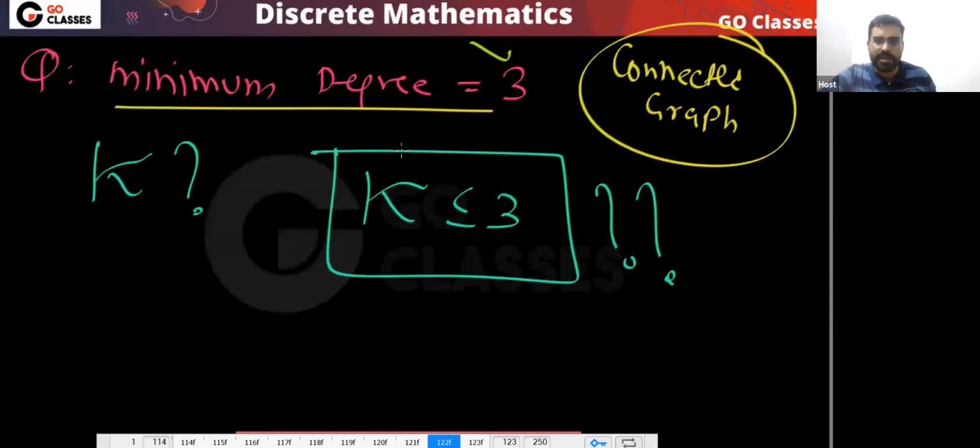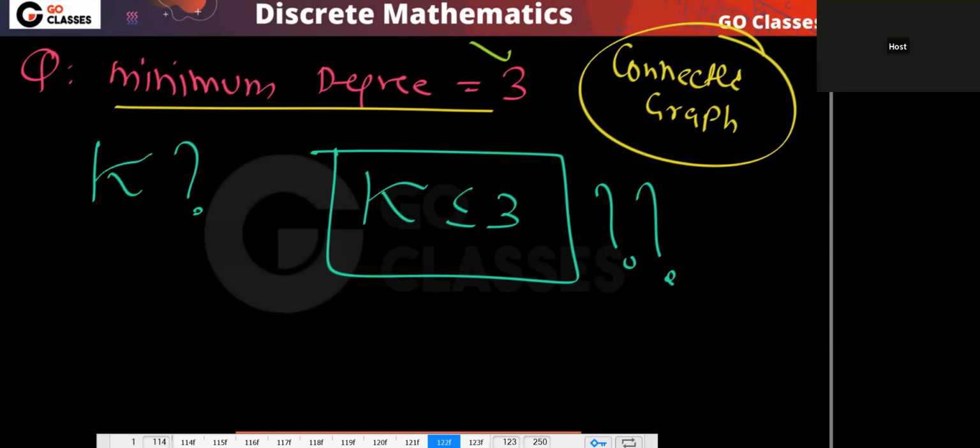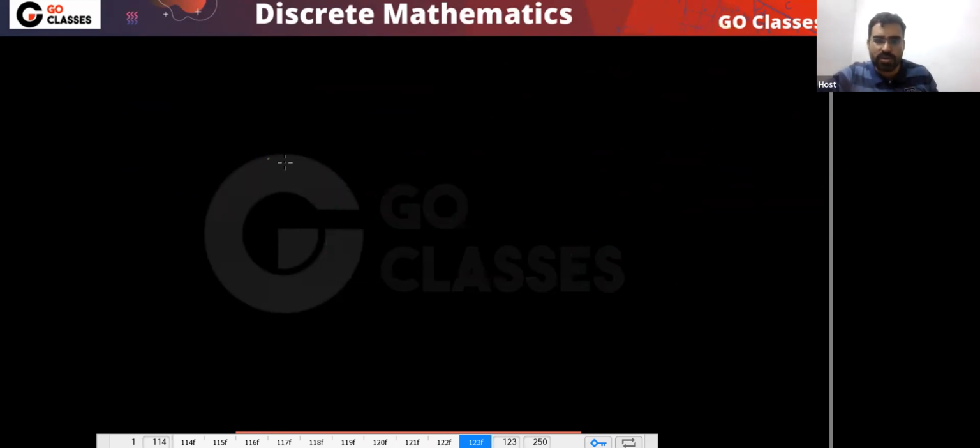The same thing. Tell me, if your minimum degree is 3, then can I say kappa is less than or equal to 3? If your minimum degree is 3, think about it. The exact same idea. Yes, because you have a vertex with, for example, degree 3.